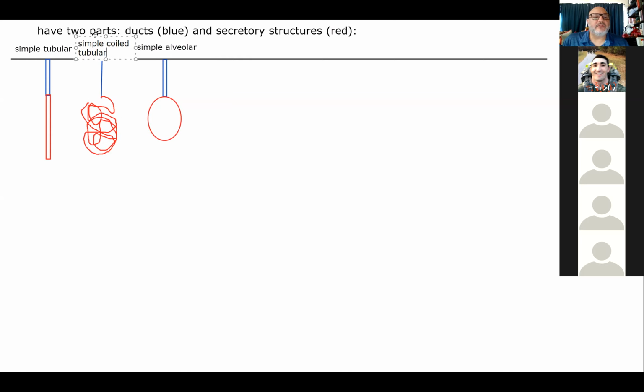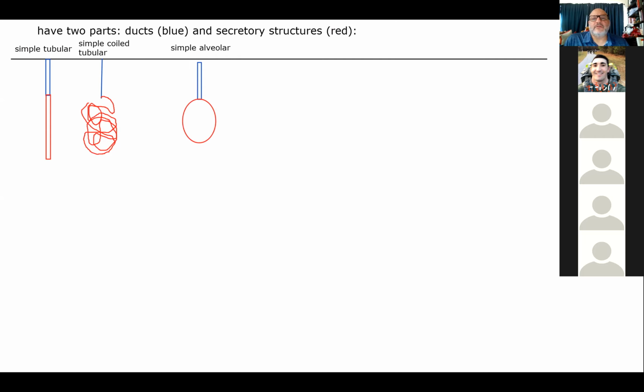So that we can put there and then cheat and move these over a little bit more. So this come over here. This can come over here, can come over here. Excellent. All right, perfect. Okay, so one little catch on the tubed one is they're often twisted around, so we just call them a simple coiled tubular, but still one duct, one secretory structure. All right, that's two. Let's do the third.